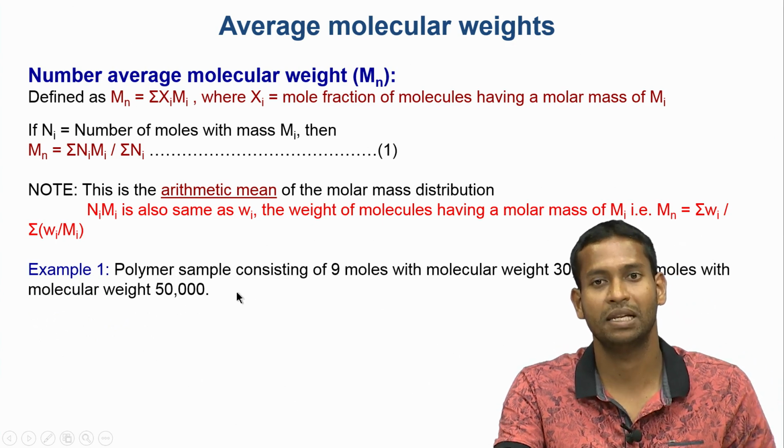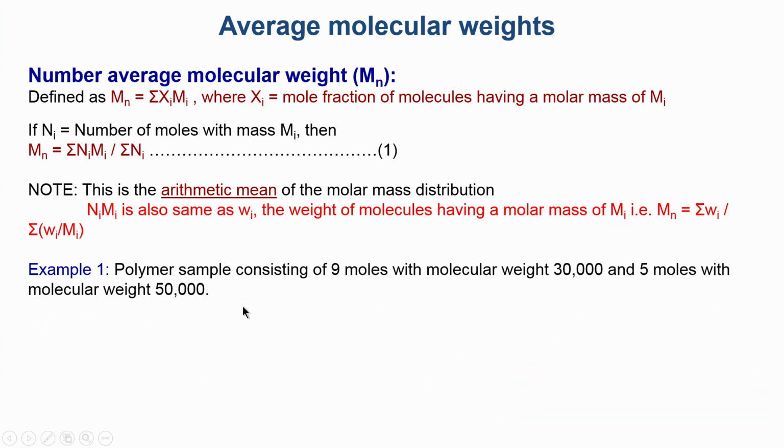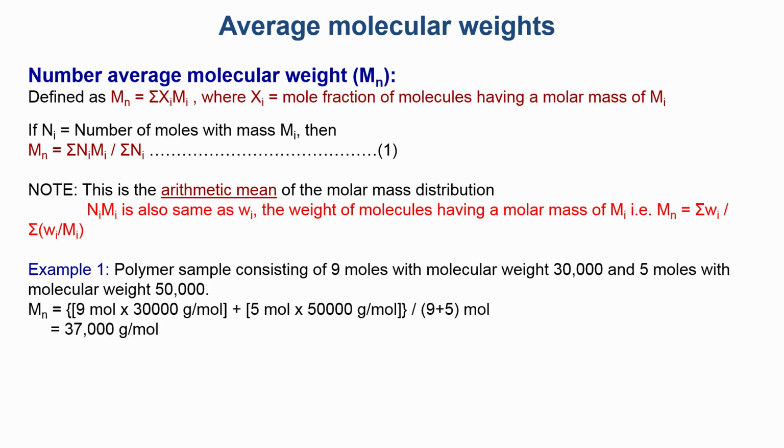Just an example. Let us say I have a polymer sample containing 9 moles with a molecular weight of 30,000 daltons and 5 moles with a molecular weight of 50,000 daltons. In this case, what will be the number average molecular weight? It will be nothing but as described above. All you have to do is multiply the 9 moles by 30,000, and then add the 5 moles multiplied by 50,000, and then divide by the total number of moles.